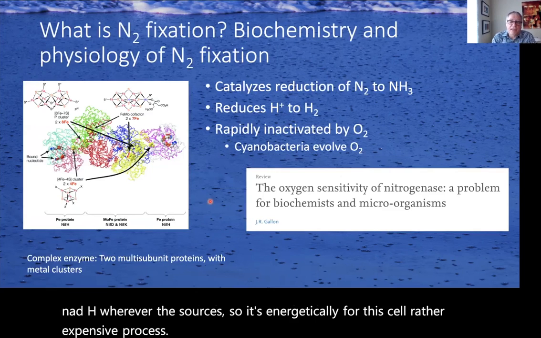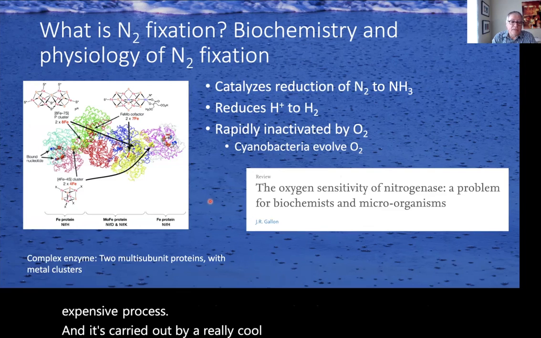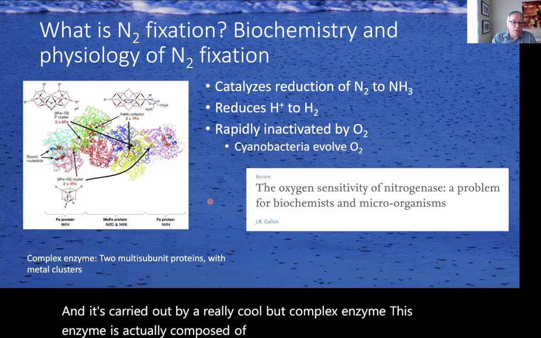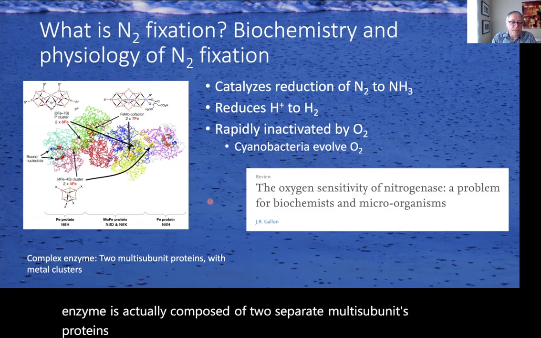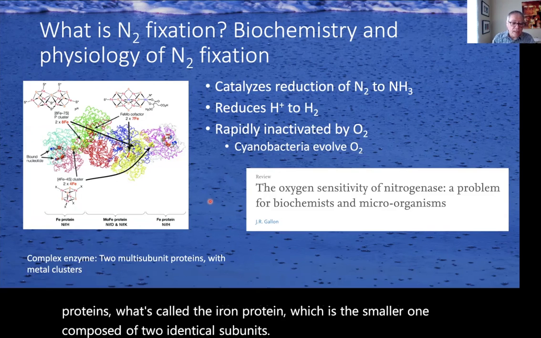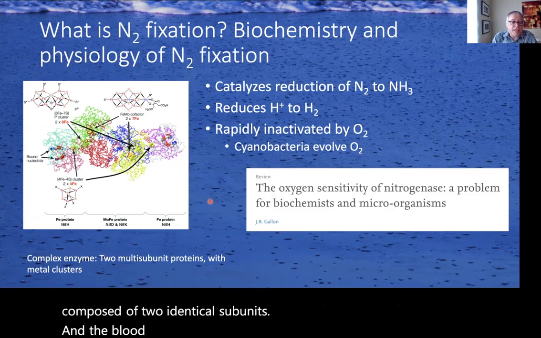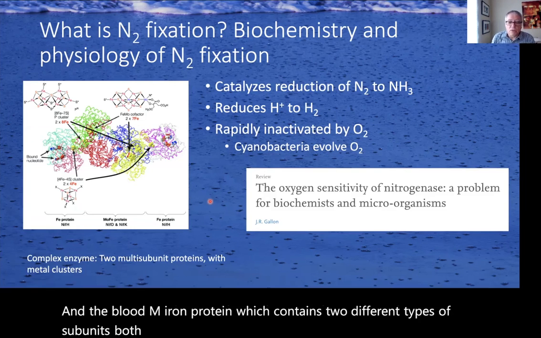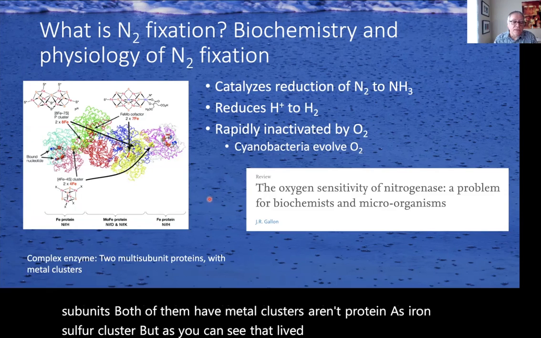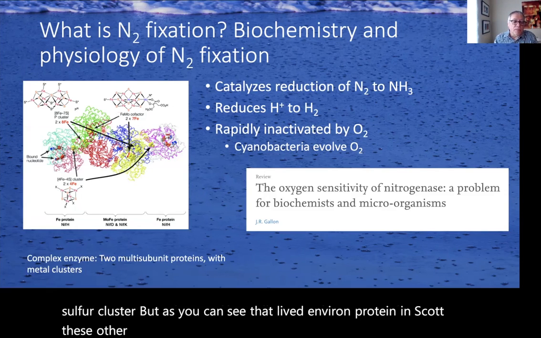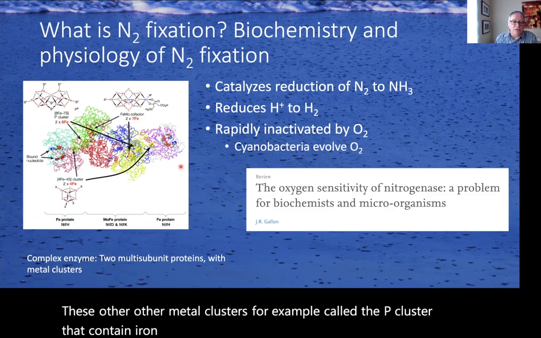And it's carried out by a really cool but complex enzyme. This enzyme is actually composed of two separate multi-subunit proteins. What's called the iron protein, which is the smaller one composed of two identical subunits, and the molybdenum-iron protein, which contains two different types of subunits. Both of them have metal clusters. The iron protein has an iron-sulfur cluster, but as you can see, the molybdenum-iron protein has these other metal clusters, for example, called the P cluster, that contain iron and are very important in the electron transfer.